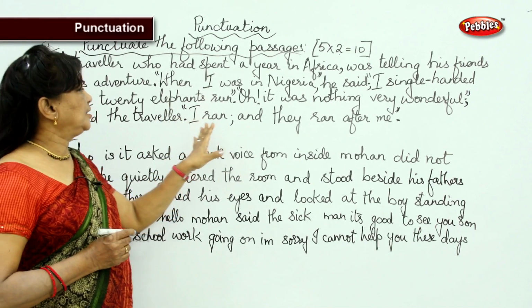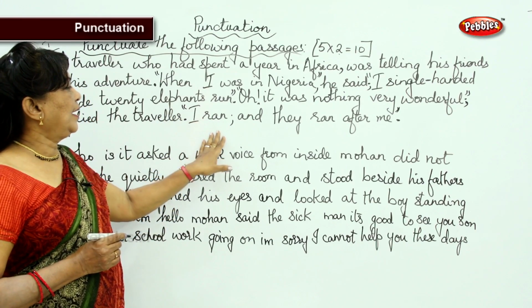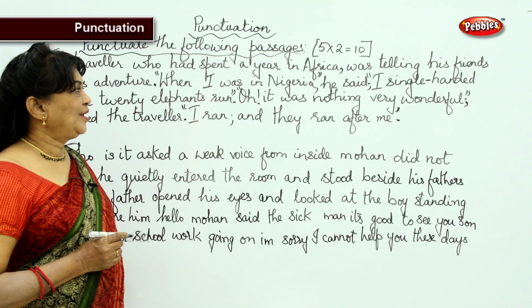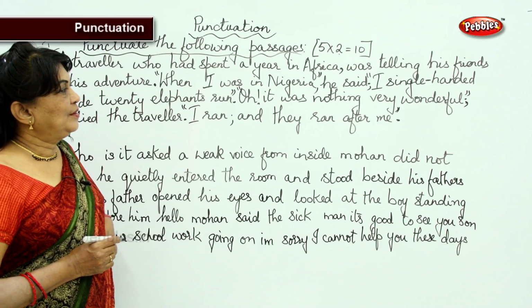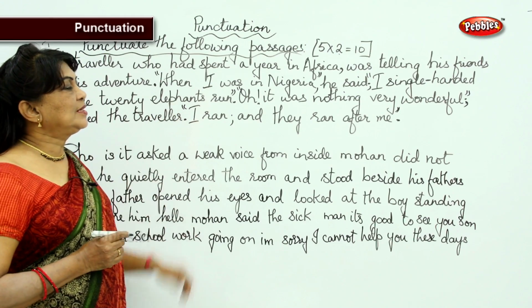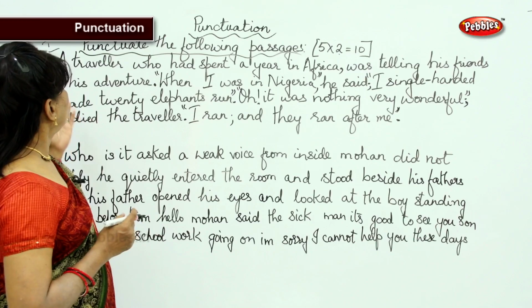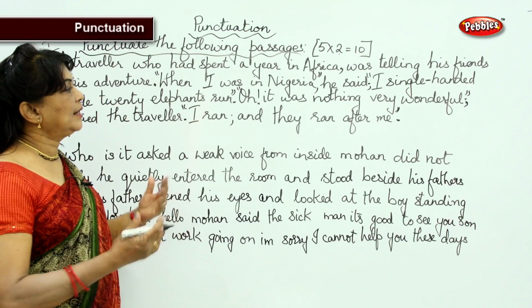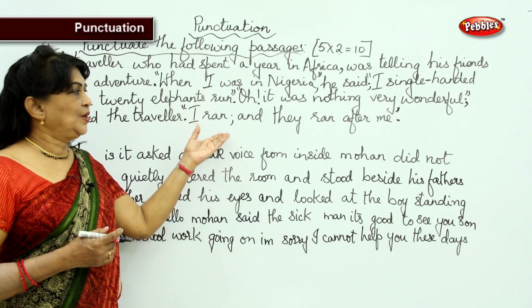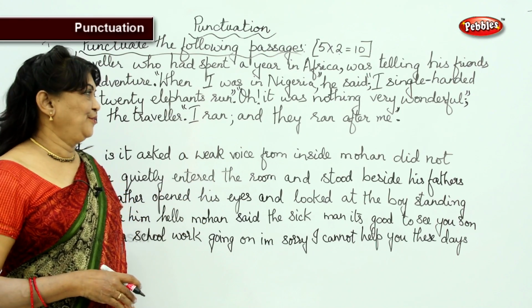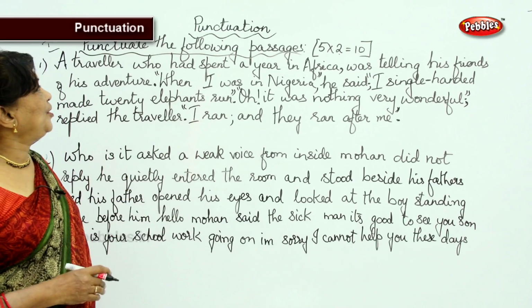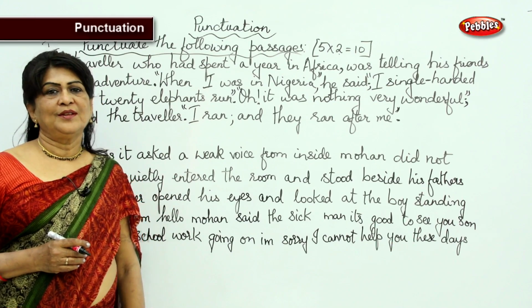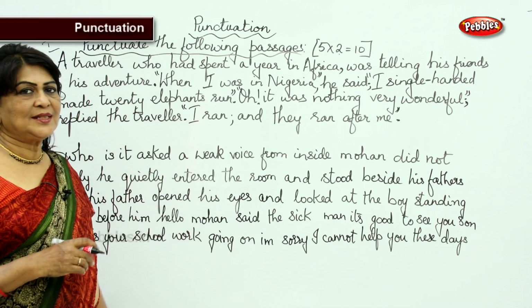Again start the quotation mark. I ran and they ran after me. Okay, do you understand the joke? That man, the traveler said, he made 10 elephants run. But he says he ran and they ran after me. That is, he was being chased by the elephants. Okay, now have you made all the corrections as I had just told you? I am sure you would have got 5 marks in this.